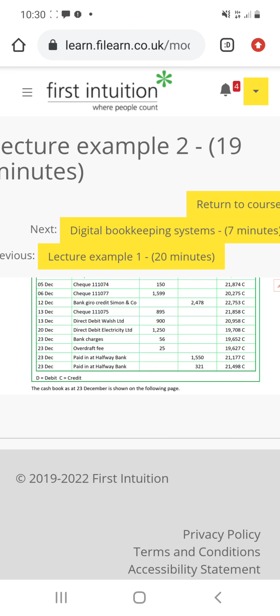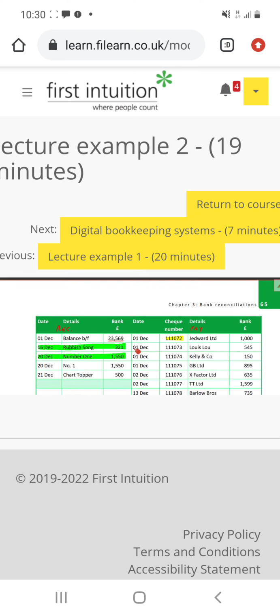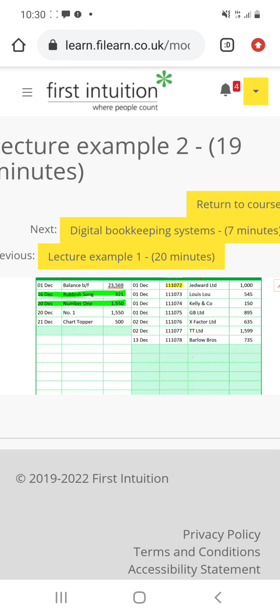Okay, so I can see that we've turned around, and the first thing we can see is we've paid in that 321. I'm happy with that one. And I can see we've paid in that 1550. Okay, so that's fine, they agree. Let's have a look. Now, things I don't have. Okay, this one I'm quite happy with, this chart topper.